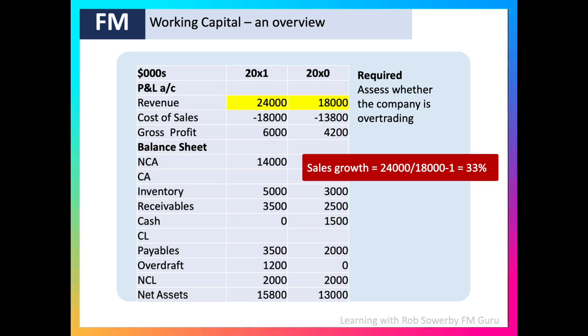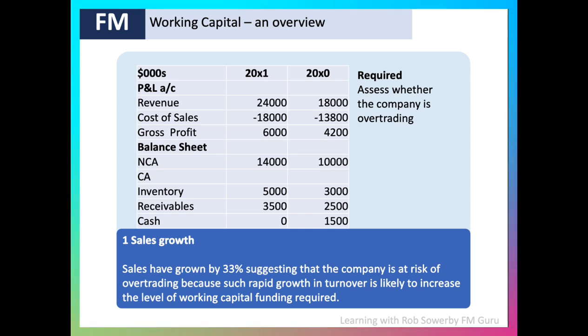If we were to look at sales growth, all we have to do is to consider the revenue. So if we take this year's revenue, 24 million, divided by last year's revenue and minus 1, we will get the sales growth. In this case, 33%. So we've done a bit of analysis, bang, 1 mark, and we may say something like this. Sales have grown by 33%, suggesting that the company is at risk of overtrading, because such rapid growth in turnover is likely to increase the level of working capital funding required.